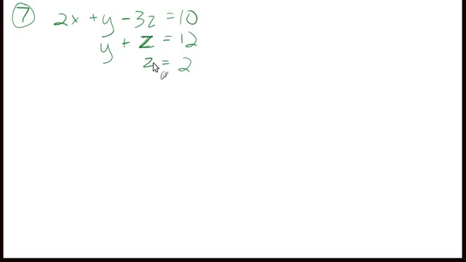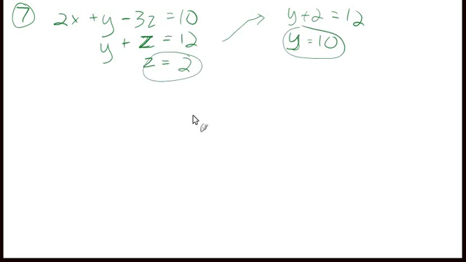And the thing that we notice is z is already given. Z is 2, so 2 should work here and here and here. If 2 works for z here, and it works here, then I should be able to just substitute it in and find y. So let's come over here and make that substitution. y plus 2 equals 12. y equals 10. Alright, so y is now 10, z has already been given, it's 2.